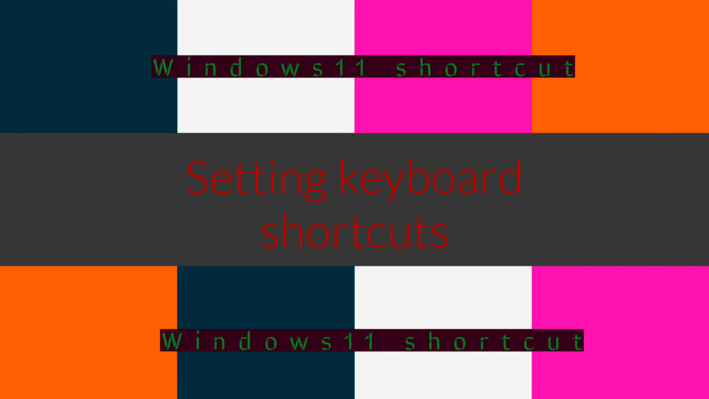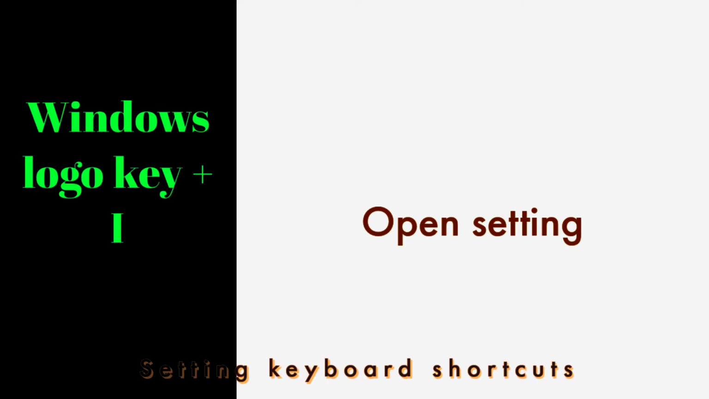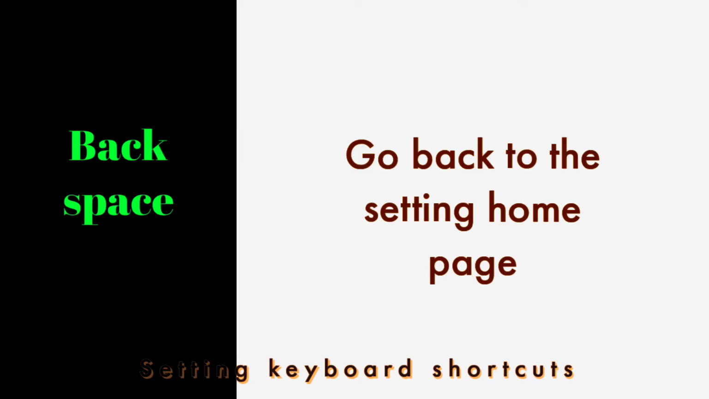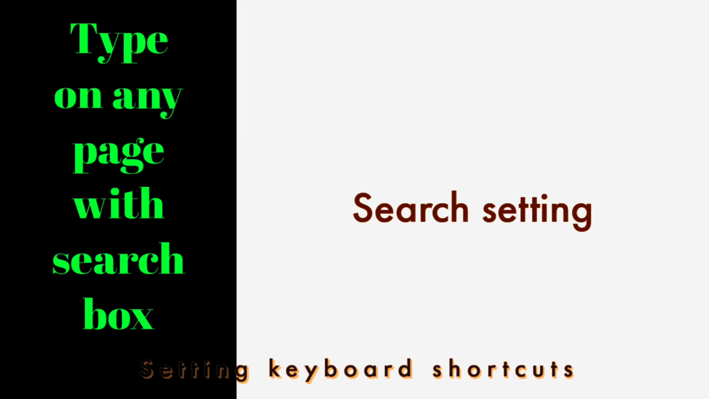Windows 11 settings keyboard shortcuts. Windows logo key with I to open the settings. Backspace button to go back to the settings home page. Type on any page with a search box to search settings.